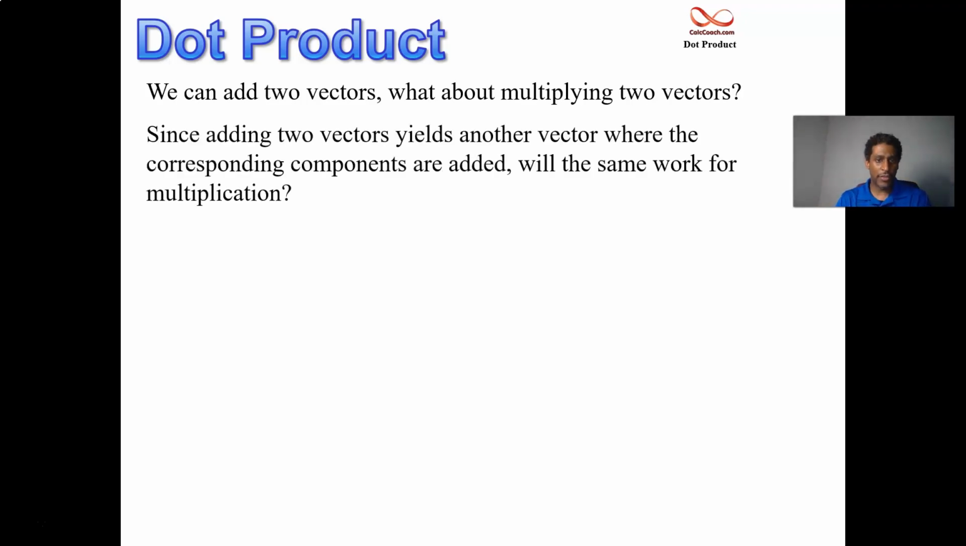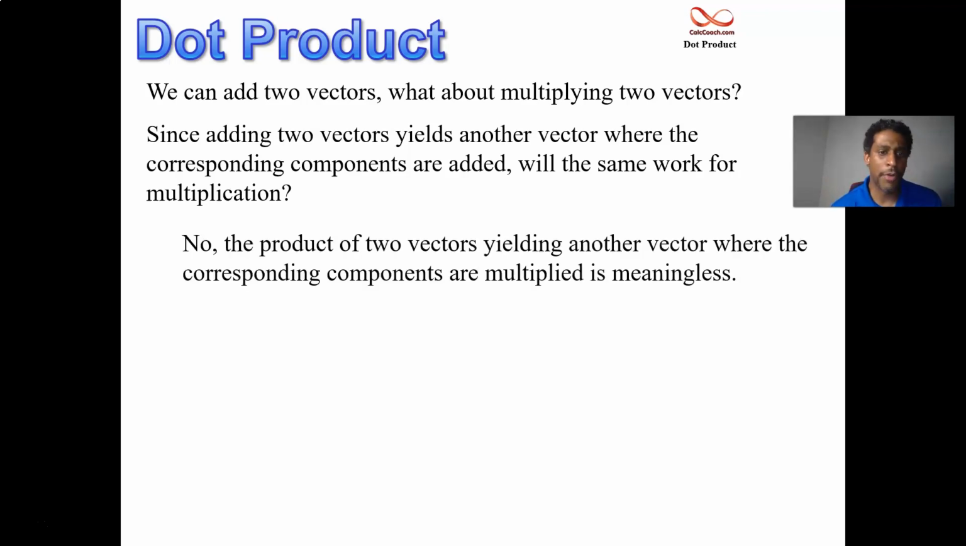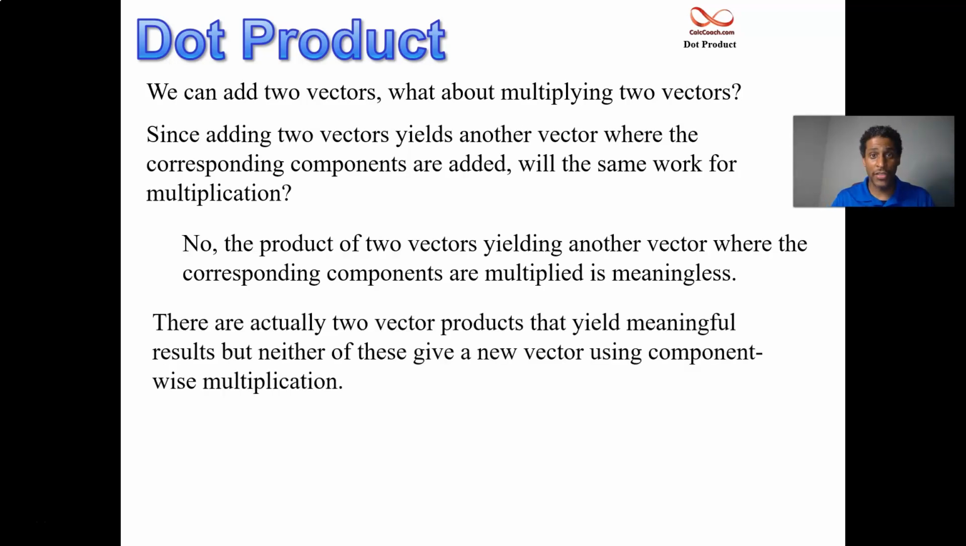And so adding 2 vectors yields another vector where you take component-wise, you add them together. So one would think, okay, well, why can't I do the same thing with multiplication? Multiply component-wise and make a vector out of that. The answer is no. The product of 2 vectors yielding another vector where the corresponding components are multiplied, never in the history of anything has that been a useful object or meaningful object or anything like that.